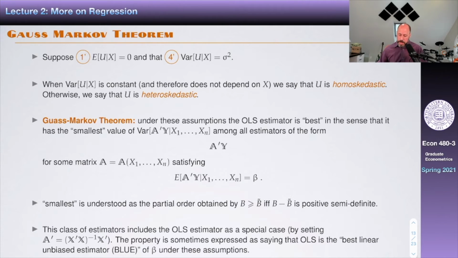Notice that this class of estimators includes the least squares estimator as a special case just by taking a prime equals x prime x inverse x prime. That's exactly the least squares estimator, right? So if you just take here and use that particular a, you get x prime x inverse x prime y. That is exactly the least squares estimator. That will be our a prime here, okay? And this property is sometimes referred to as BLUE, best linear unbiased estimator, okay?